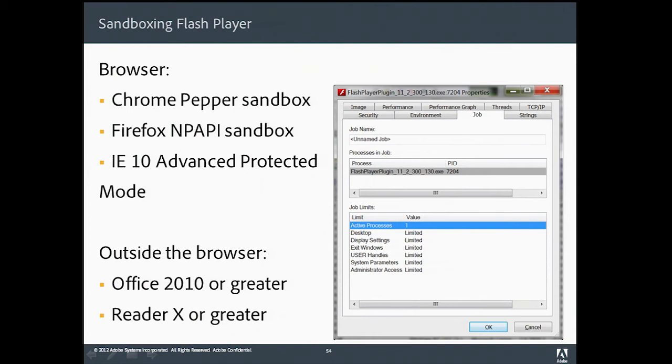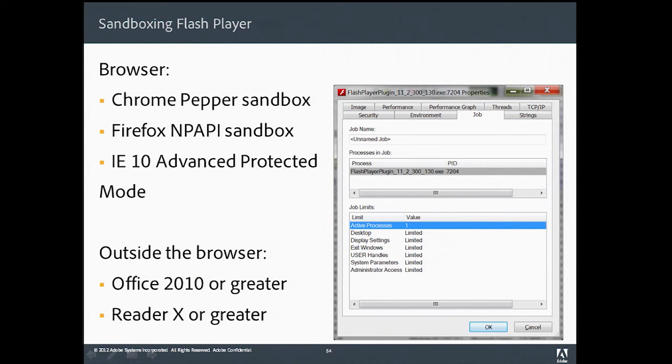NPAPI was designed for plugins back in the day when everything was trusted and everybody loved everyone. Pepper was a new version of the plugin interface where the browser assumes the plugin is hostile, so it's much more limited and assumes that the plugin may be compromised. With Firefox, we do have an NPAPI sandbox in place. We just launched that this summer.